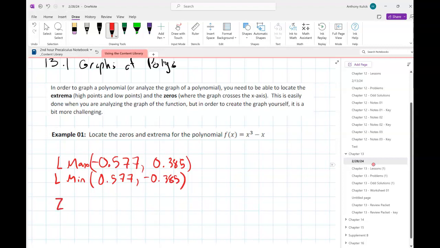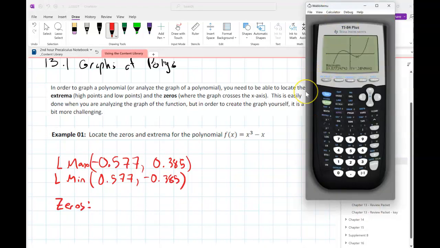Now the other thing we want to be able to find are the zeros. That's where the graph crosses the x-axis. How many zeros do we see? Should see 3, right? One of them's here, one of them there, and then another one there, right? To find those zeros, I can press second and the trace button. Which command do you suppose I want? The zero command. You're so smart.